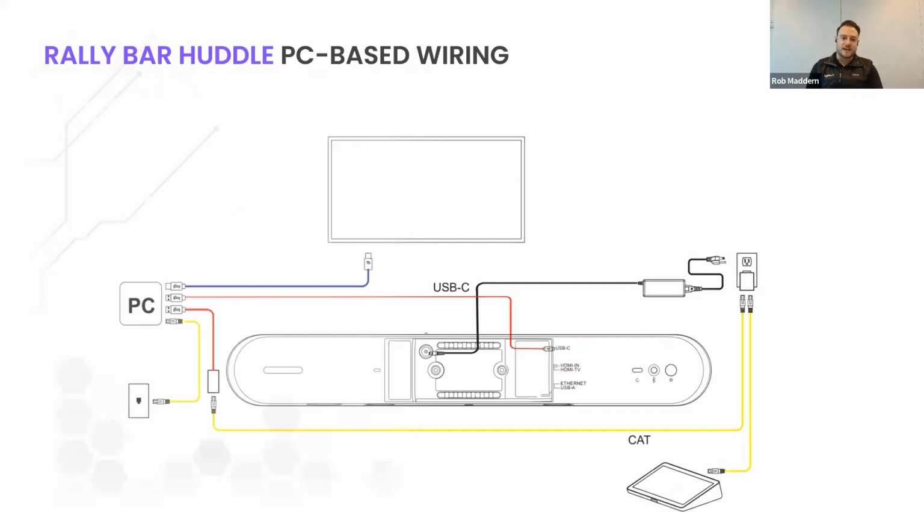In PC-based wiring, again, as you would see here, we have our compute, be that our MTR or Zoom Room or Google Meet solution. That would be essentially the brains of the operation. And in this mode here, we're actually just using our Rally Bar Huddle as a peripheral connected via USB-C.